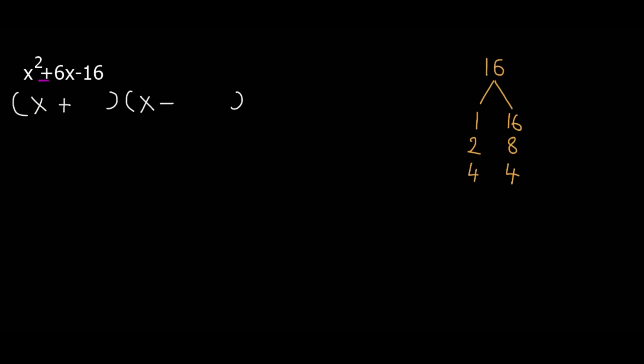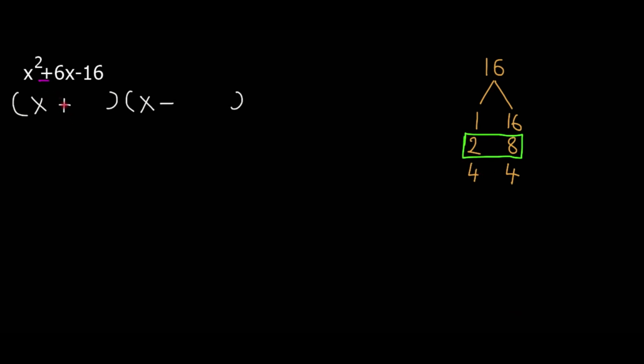From here we look for two numbers whose product is 16, but whose sum is 6. Remember we have negative 16 and positive 6, so the product must give us negative 16. I think we use 2 and 8.